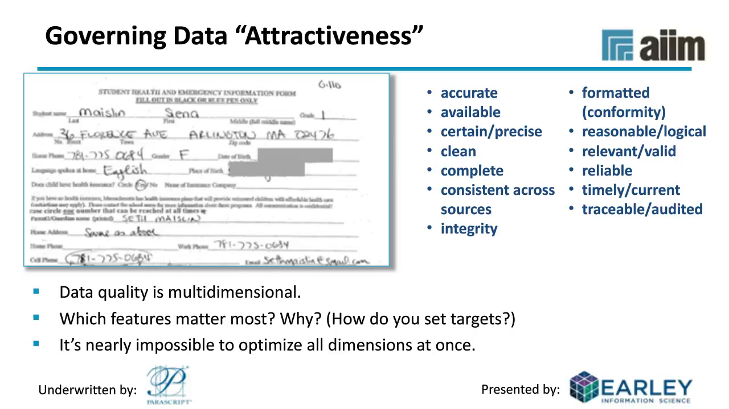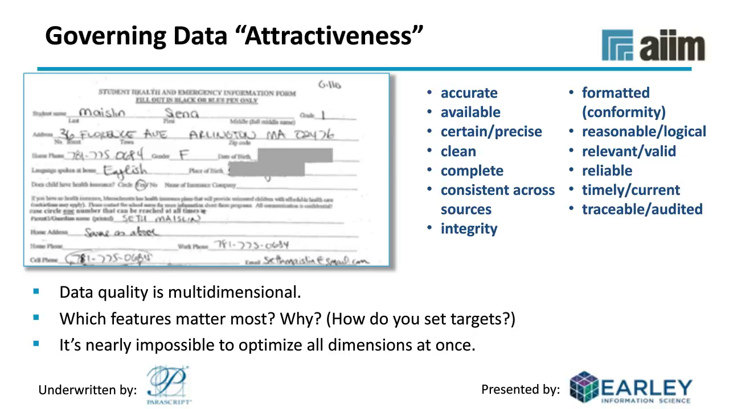And now they could minimize risk. They could contact me. They could say, we really need a second phone number. We really need somebody else in case of an emergency. So quality is a multidimensional thing. And all of those bullets on the right-hand side are different ways in which you can think of the attractiveness of data, right?